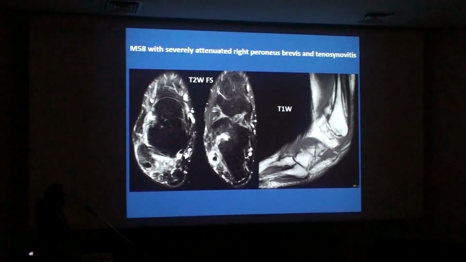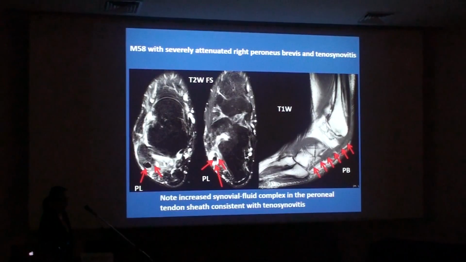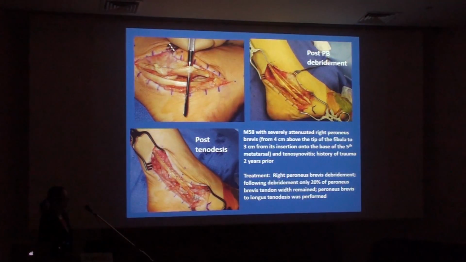Different patient with markedly attenuated Peroneus brevis tendon and associated tenosynovitis with marked distension of the peroneal tendon sheath, as you can see here. So this patient also underwent surgery, and you can see over here markedly abnormal Peroneus brevis tendon, which was debrided, and after it was debrided, there was only 20% of tendon remaining. And then the Peroneus brevis and longus tenosynovectomy was performed.